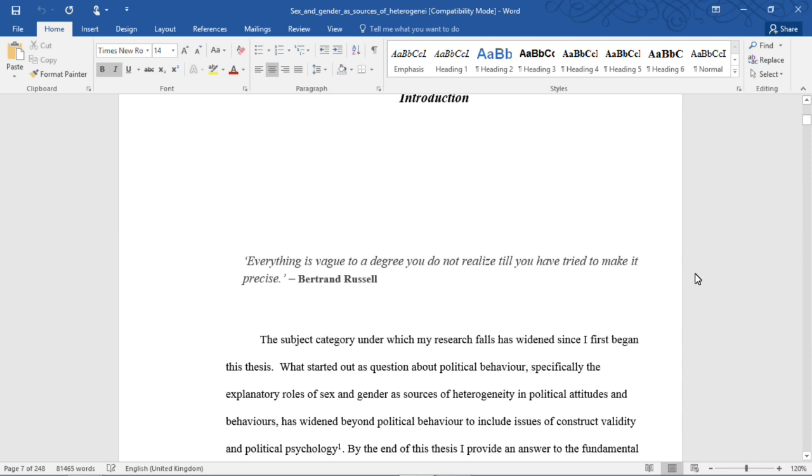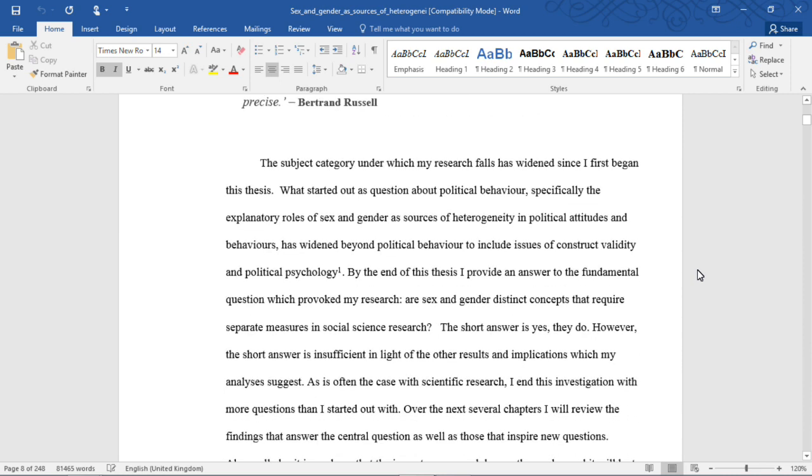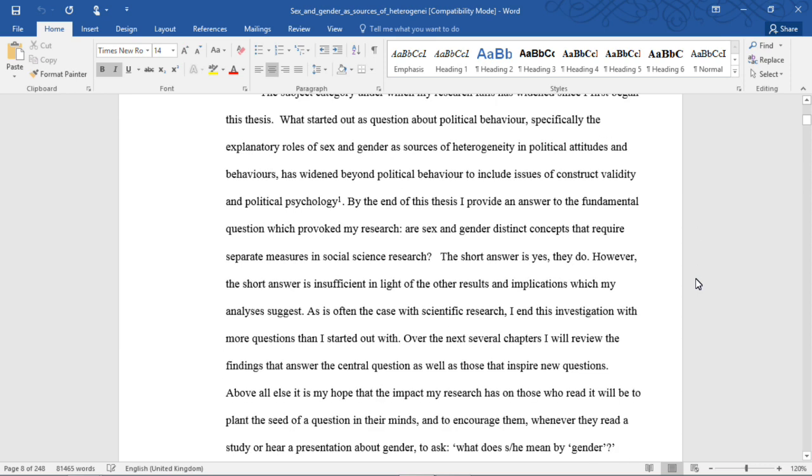Introduction. Quote from Bertrand Russell: "Everything is vague to a degree you do not realize till you have tried to make it precise." The subject category under which my research falls has widened since I first began this thesis. What started out as a question about political behavior, specifically the explanatory roles of sex and gender as sources of heterogeneity in political attitudes and behaviors, has widened beyond political behavior to include issues of construct validity and political psychology. By the end of this thesis, I provide an answer to the fundamental question which provoked my research.